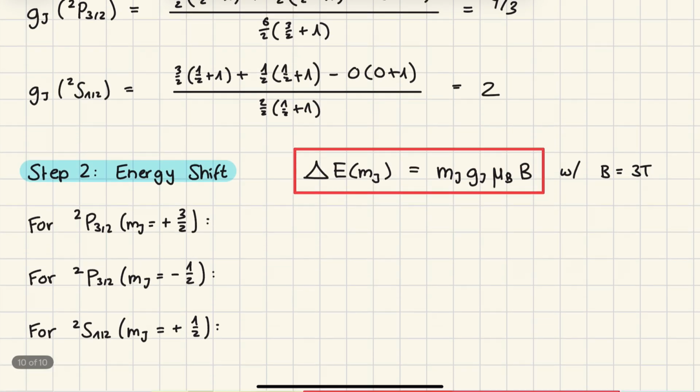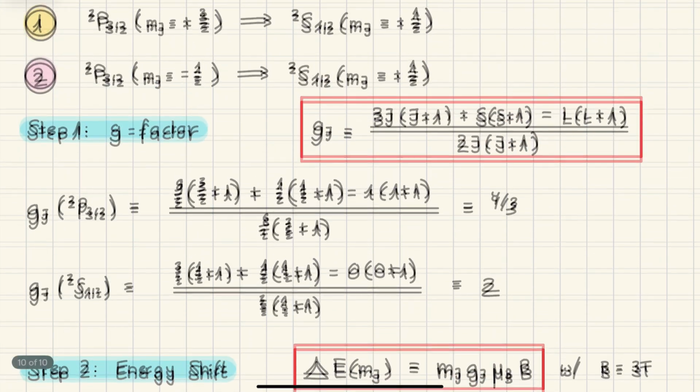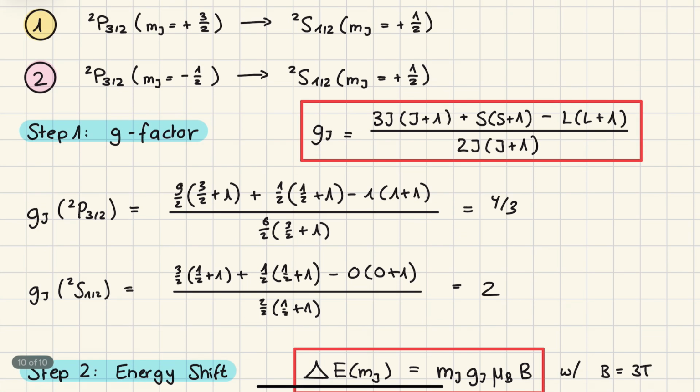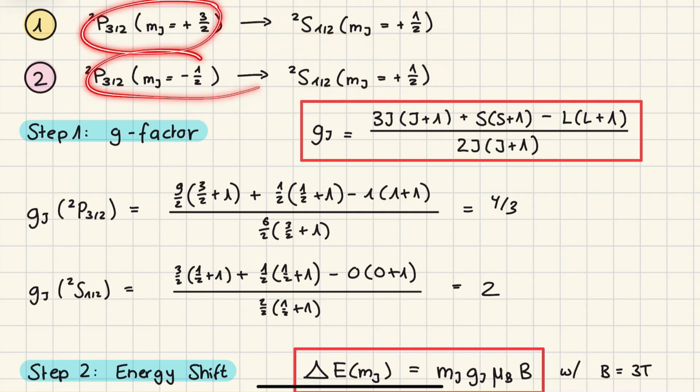In the next step, we're going to use that G factor to calculate the energy shift, and we only have to do that 3 times, because if we take a closer look at these two transitions, we notice that both land on the same ending substate. So we only have 3 different substates we have to take care of.